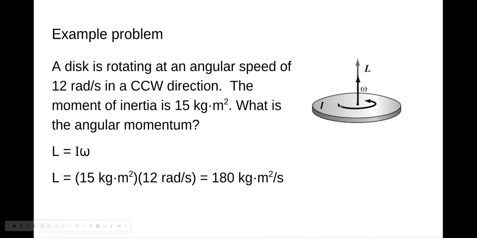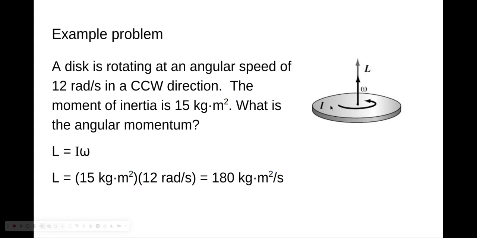Here we have an extended object. It's rotating about an axis. This is a rigid disk of some sort. It's rotating at an angular speed of 12 radians per second in a counterclockwise direction, so that's positive. The moment of inertia is given as 15 kilogram meters squared. What's the angular momentum? Again, it's just the product of the two variables that we have.